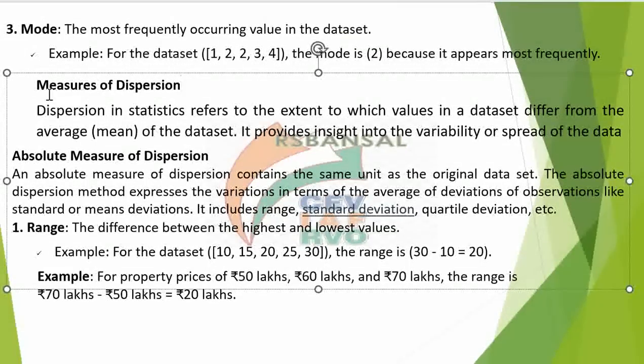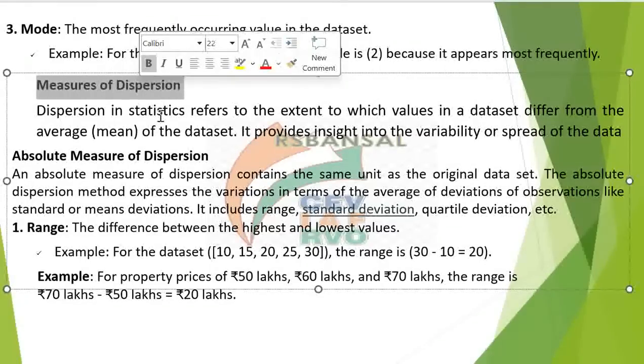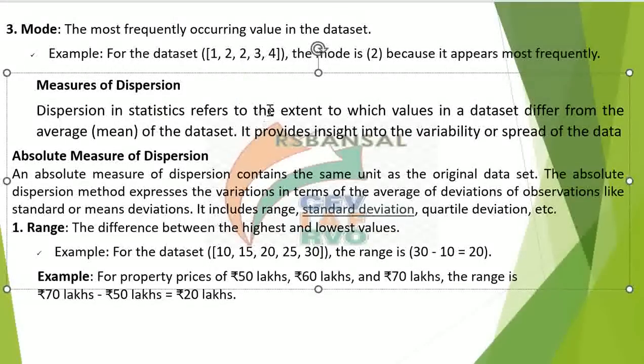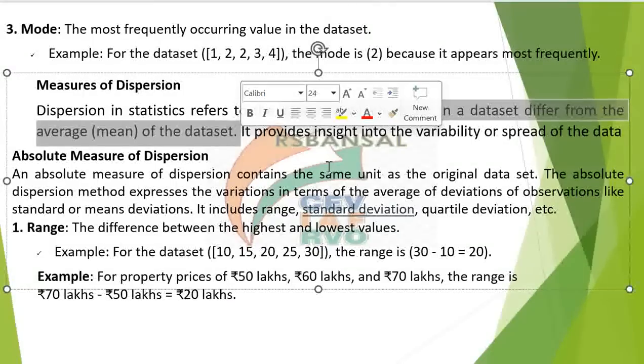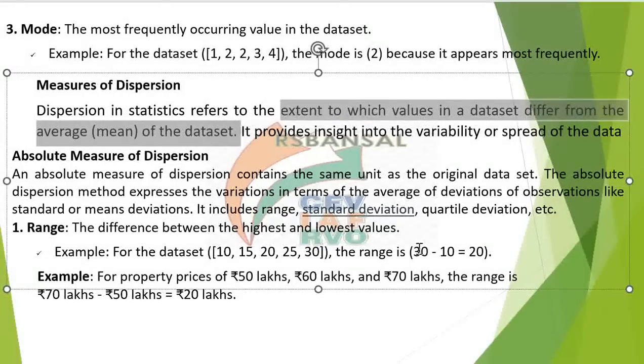So next is measure of dispersion. Dispersion in statistics refers to the extent to which the values in the dataset differ from the average of the dataset. See here, this is very important. That extent to which the values in a dataset differ from the mean of the dataset. So how it is calculated, we will see here.